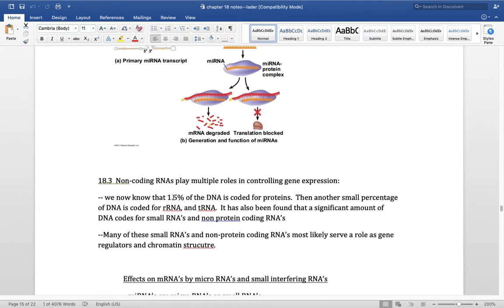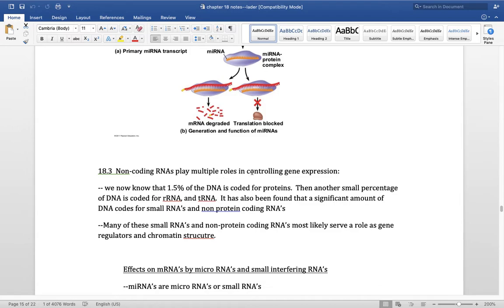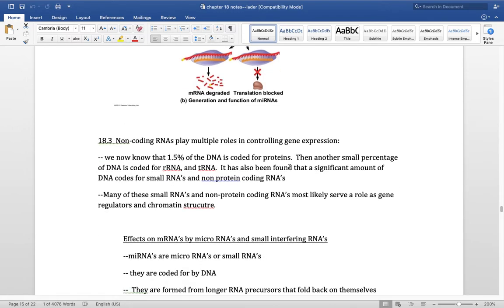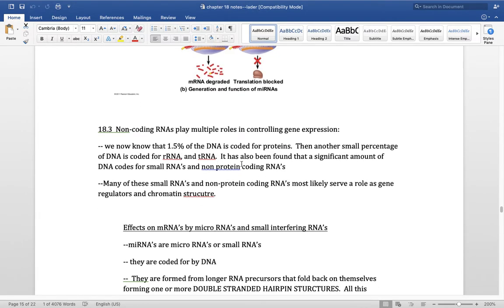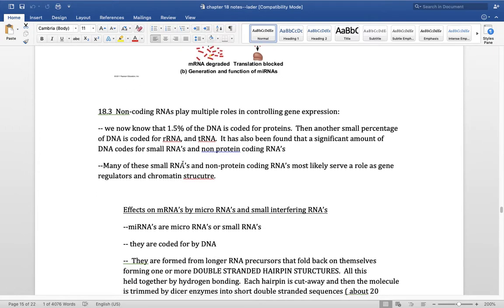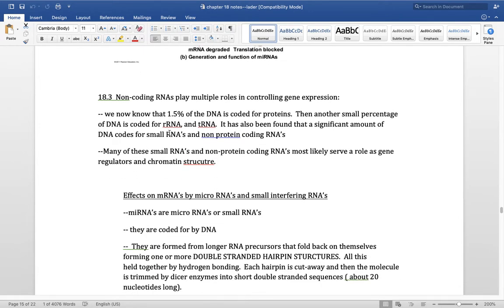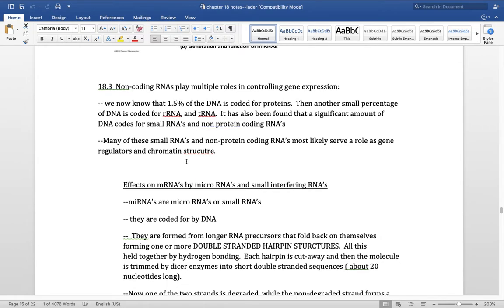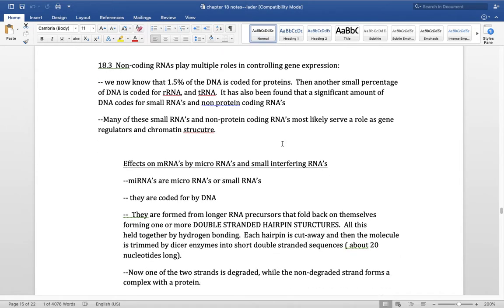I've got it right here for you to read over, but non-coding RNAs play multiple roles in controlling gene expression. This is some heavy stuff, but stuff that you just want to be aware of, and that's really about it. We know that 1.5% of the DNA is coded for proteins. That's it. Another small percentage of DNA is coded for rRNA, tRNA. It has also been found that a significant amount of DNA codes for small RNAs and non-protein RNAs, npRNAs. Okay, so there's small RNAs, smRNAs, and ncRNAs and all this stuff. Many of these small RNAs and non-protein-coding RNAs most likely serve a role as gene regulators. That's the big idea. That's what this chapter is about.